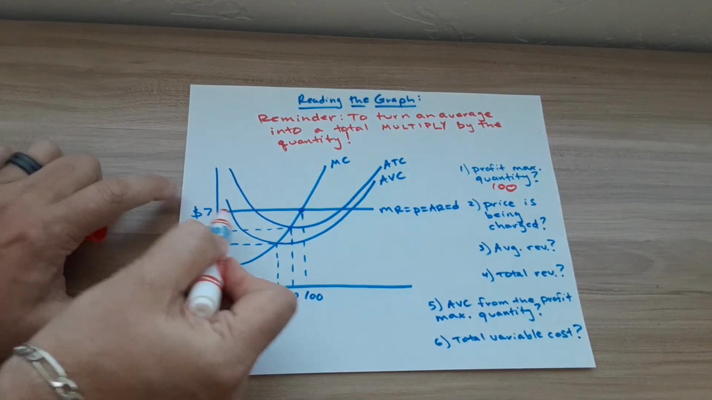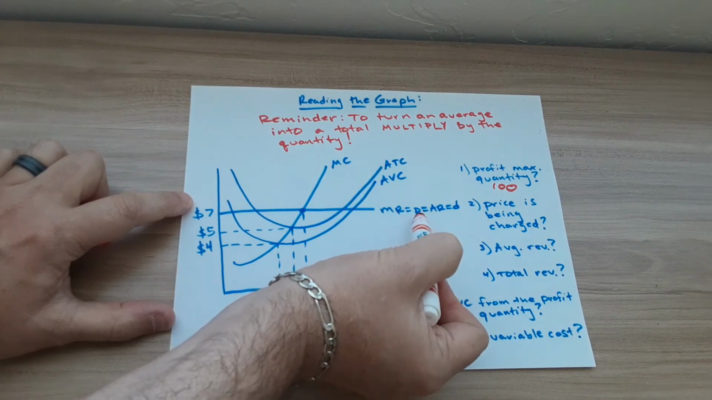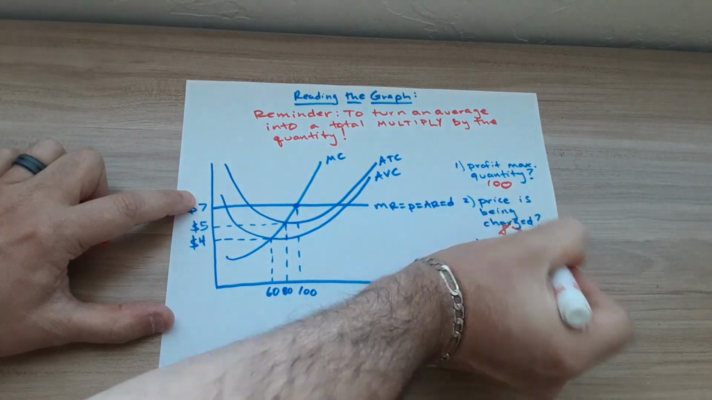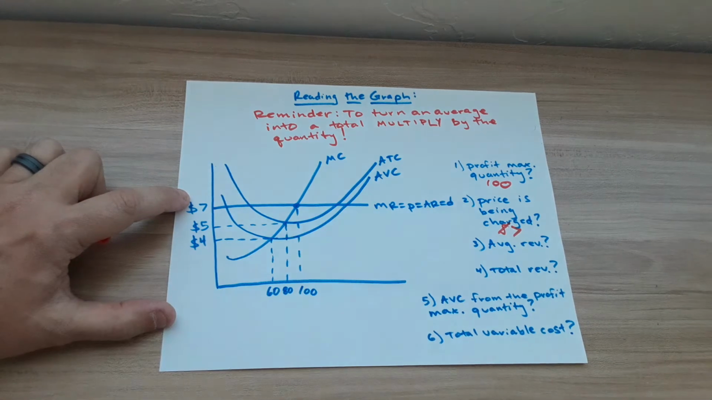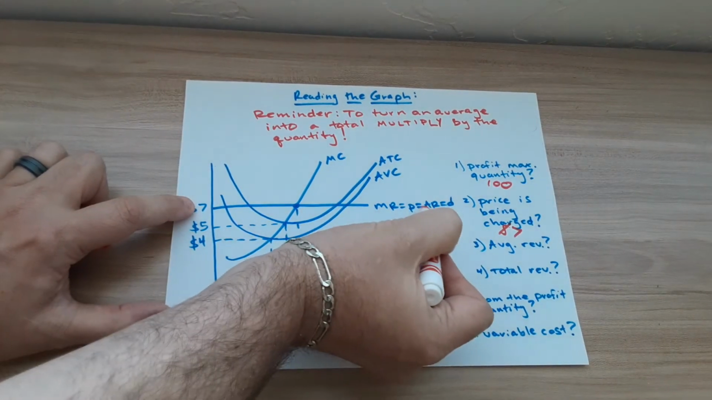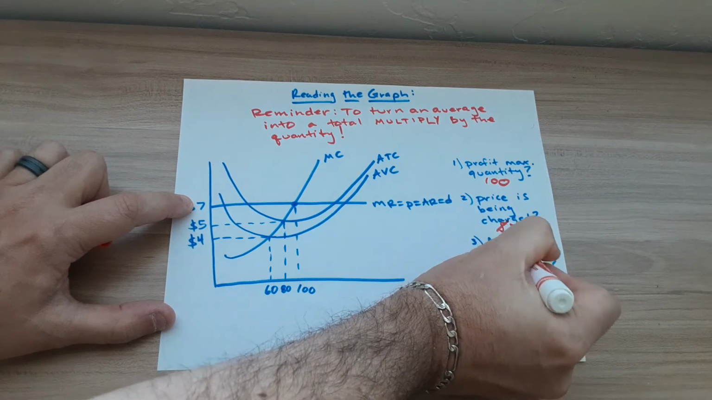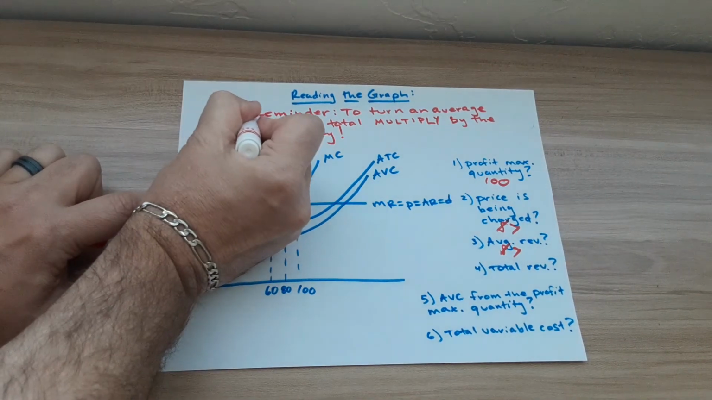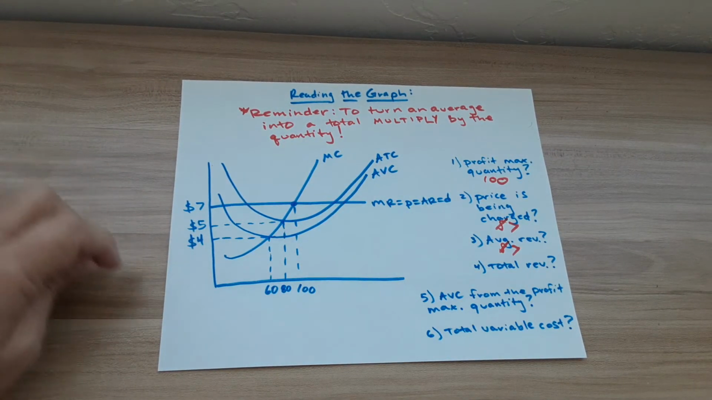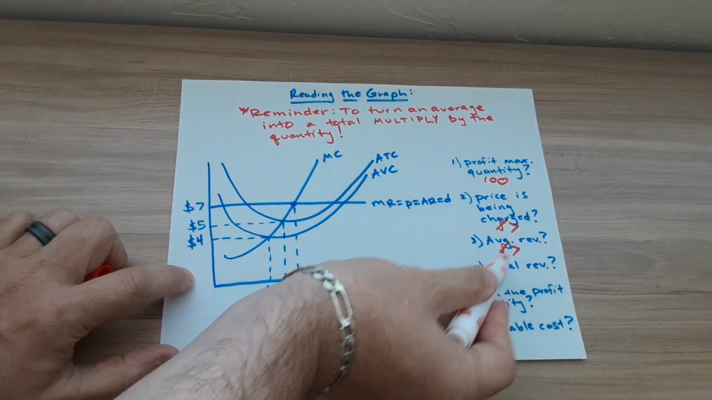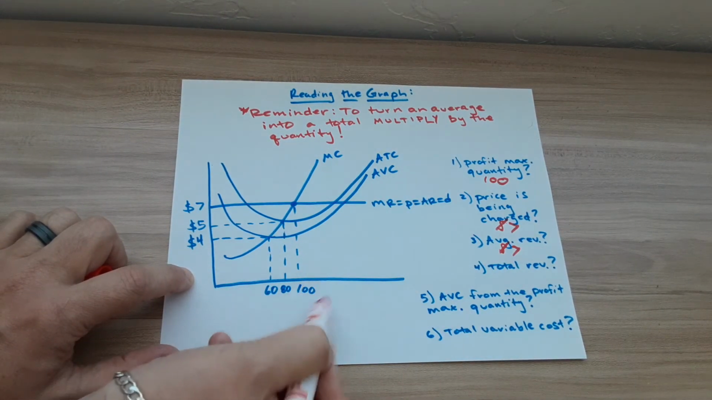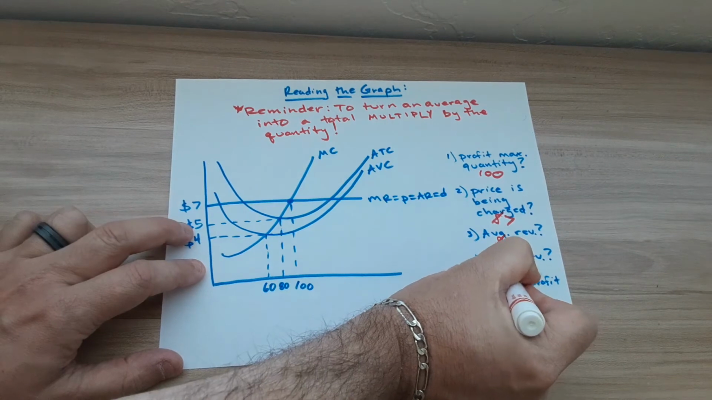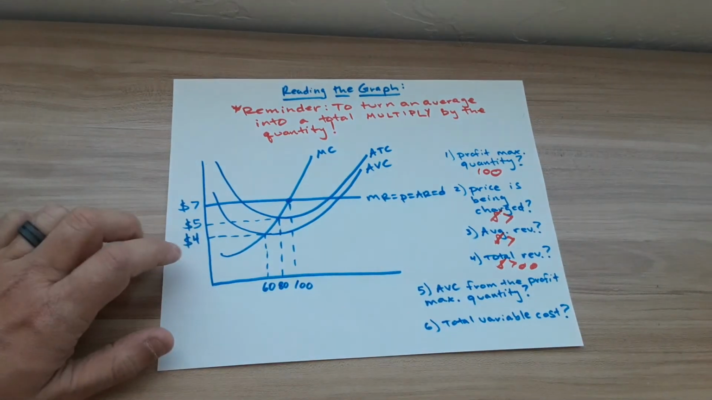What price is being charged? Well, our MR = P line, remember this is marginal revenue, price, average revenue, and demand. So the price that's being charged is $7. What's the average revenue? Well, it's also going to be just the $7 because the AR stands for average revenue. What's the total revenue? Again, this is back to our reminder. To turn the average into a total, you want to multiply by the quantity. So if our average revenue is $7 and the quantity that we're sticking with is 100, that's our profit maximizing quantity. So $7 times the 100 gives us $700 of total revenue.